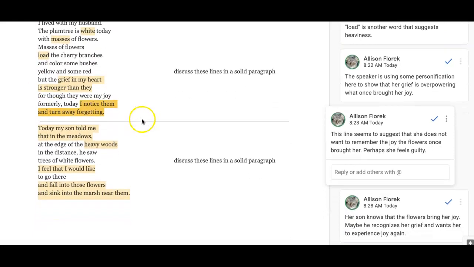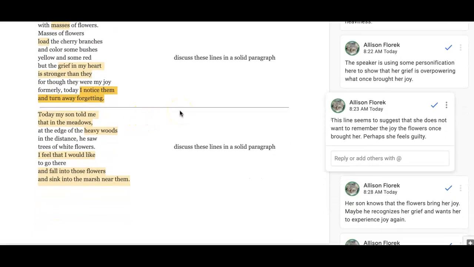All right, moving on to our last stanza here. It says, "Today my son told me that in the meadows at the edge of the heavy woods in the distance, he saw trees of white flowers. I feel that I would like to go there and fall into those flowers and sink into the marsh near them." So we did discuss the last two lines at the beginning of this video. So let's just go ahead and start at the top.